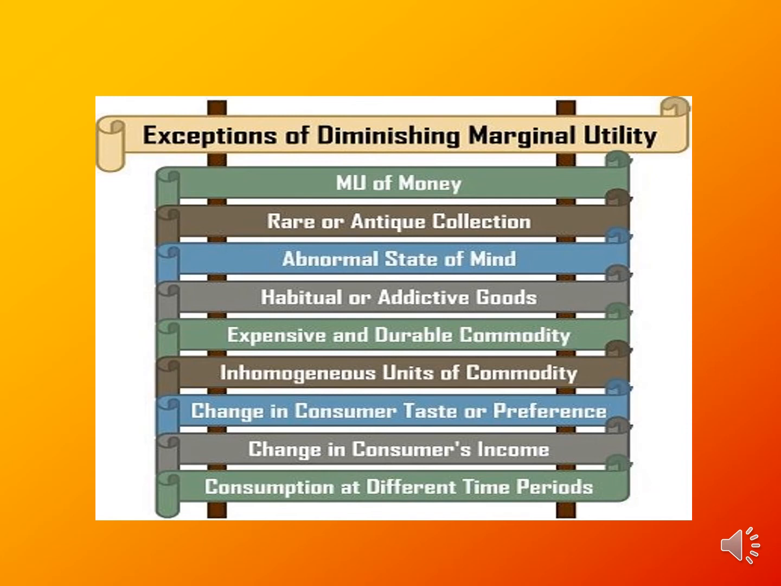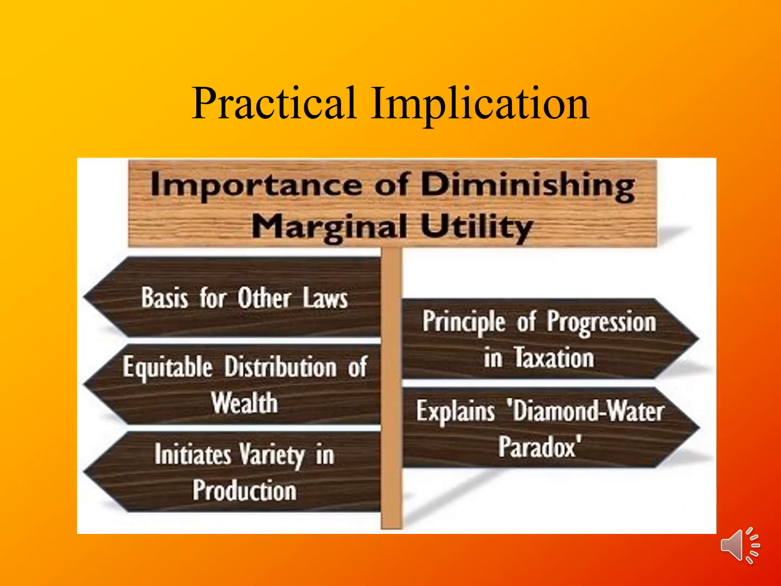If the goods consumed are heterogeneous in nature, or not homogeneous, then there will not be any diminishing marginal utility. And if the taste and preference of the consumers keep on changing, and the consumer's income is also changing, then the law of diminishing marginal utility will not apply in such cases. Also, if we are consuming products at different time periods, then there will not be any diminishing marginal utility. So these are the exceptions.